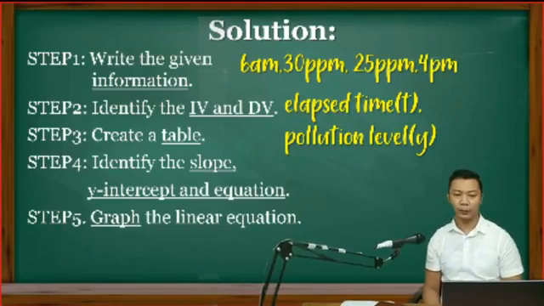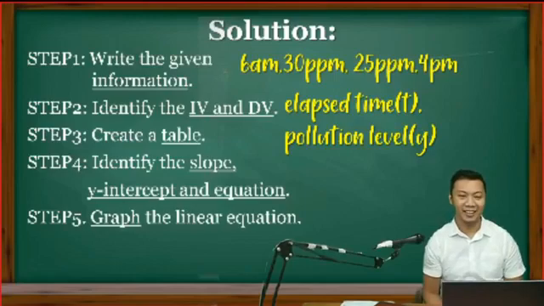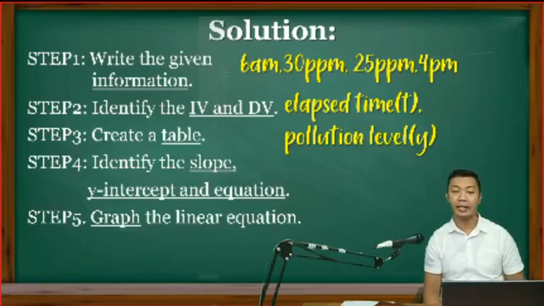So, step 2, let us identify the IV and DV. Okay, so the important thing is the elapsed time, letter T. By this time we are not using letter X. So letter T is our elapsed time, and the pollution level will be represented by Y, which is our dependent variable. Again, our independent variable is the elapsed time represented by T, and pollution level is Y.